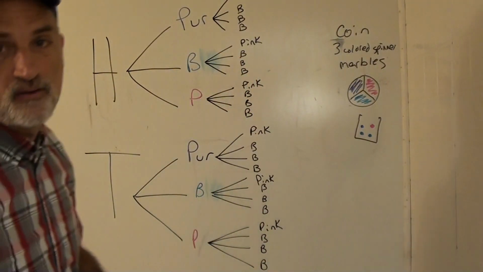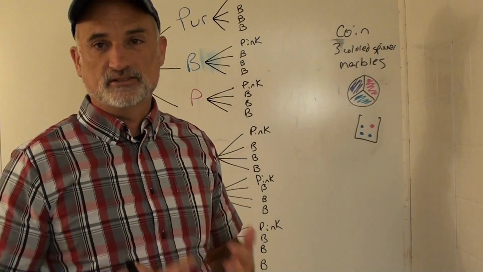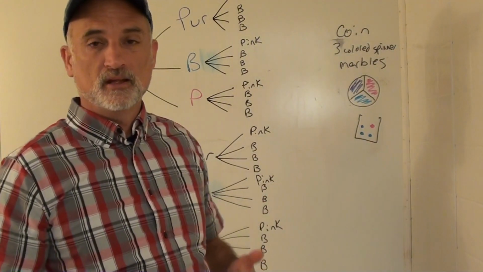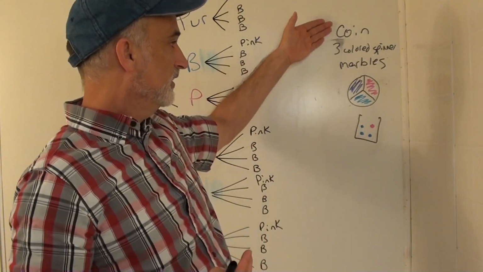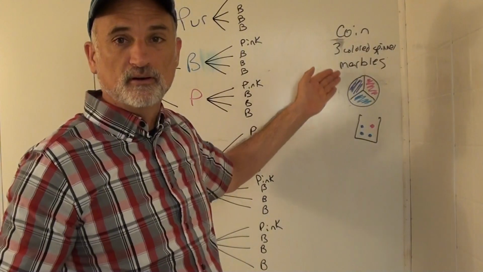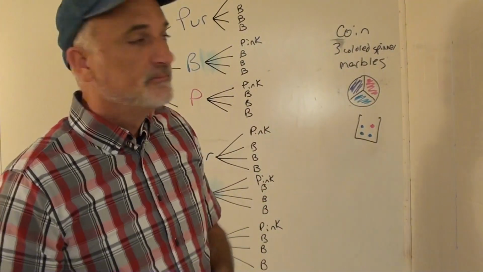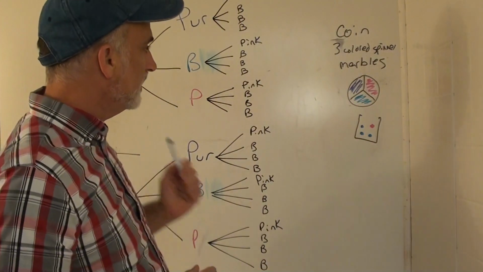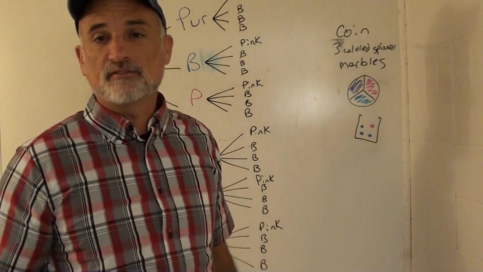Now, do you see how easy it is to look at a tree diagram? And by the way, on the test, you're going to see things like flipping a coin, a 3-colored spinner, and some marbles. Those things show up on a test.